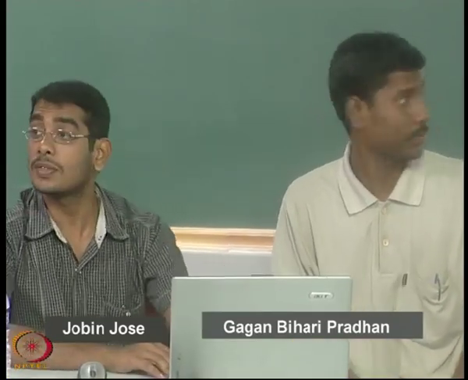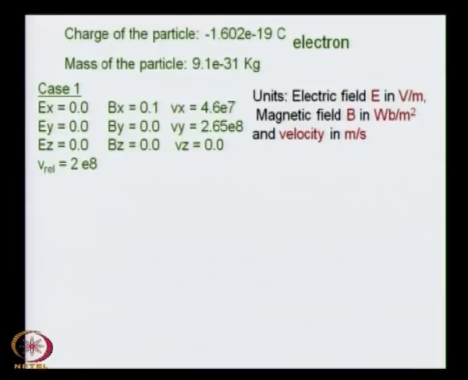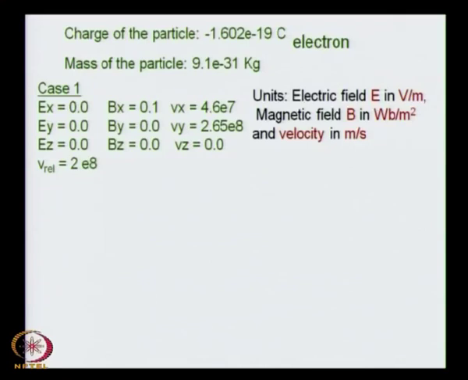So this is the first case we are going to demonstrate, in which all the components of the electric field are actually 0. And we have a Bx which is 0.1 Weber per meter square, measured in terms of Webers per meter square. And the initial velocities are given. Vx is 4.6 times 10 raised to 7, and Vy is 2.65 times 10 raised to 8. This is the initial velocity of the electron. And this V relative is 2 times 10 raised to 8.